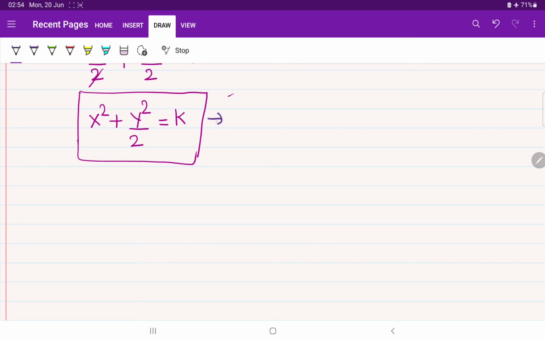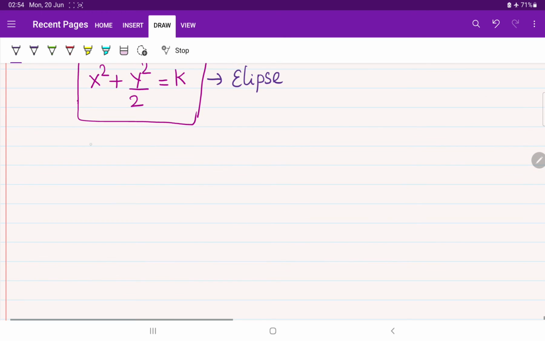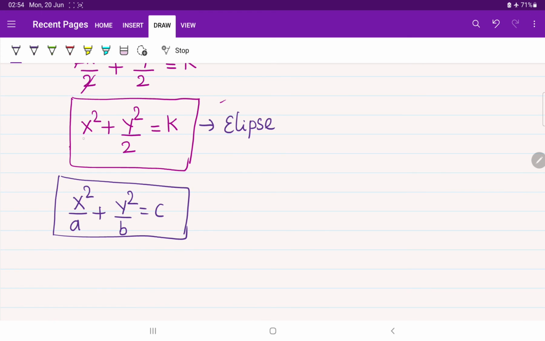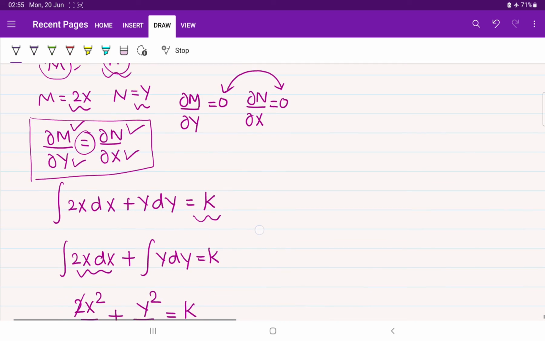So this is an ellipse. Some of you might know this, some might not. Just recapture it once. If an equation is given in this format, x square by a plus y square by b equal to c, that is simply considered an ellipse equation, right? So I am treating x square by 1, y square by b equal to c as an ellipse equation. In the same way, recapture all other things, like how to write down the parabola and other equations.